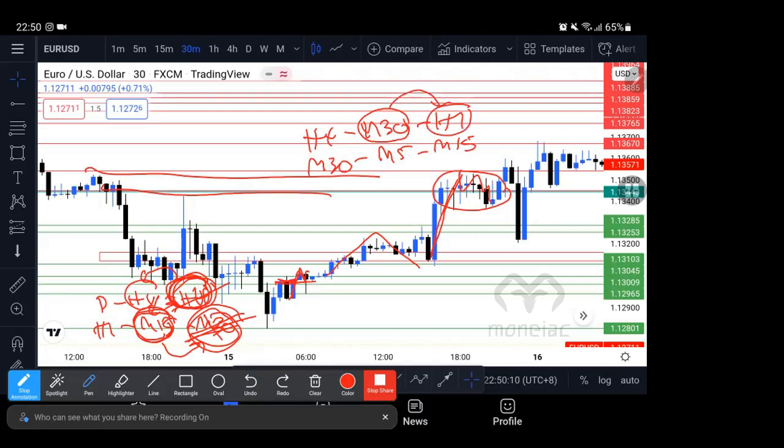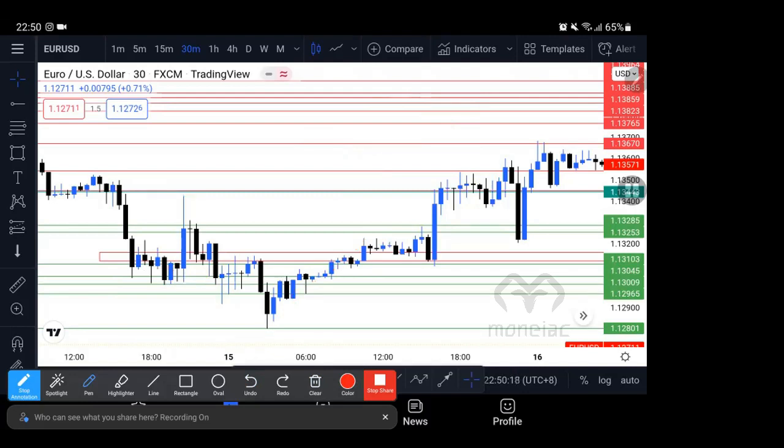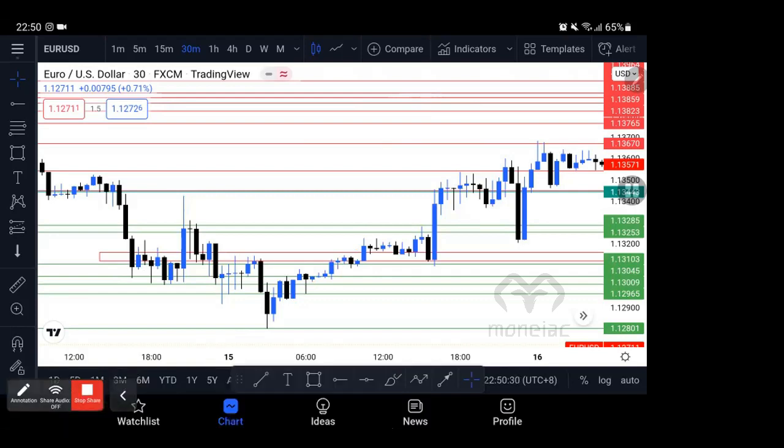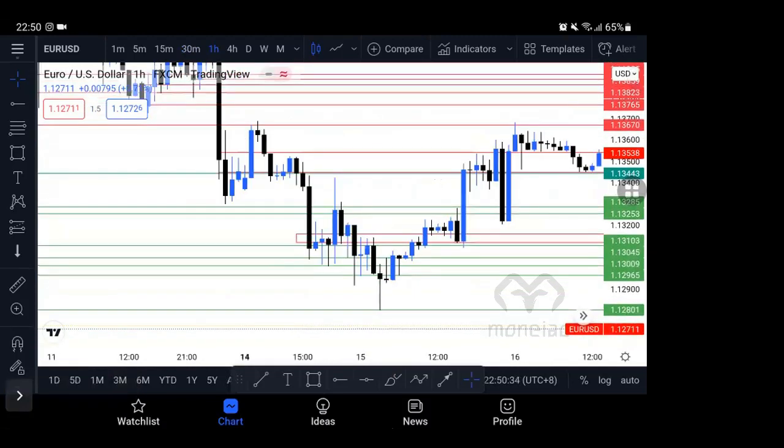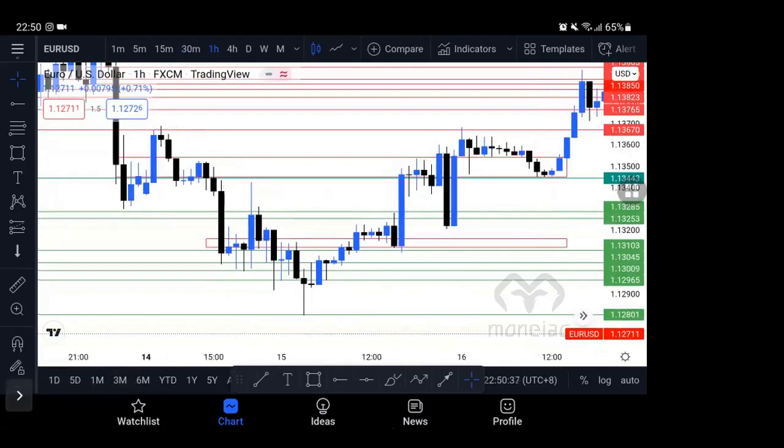But what is the market giving? Look into the line chart. Yeah, this one is a breakout. Okay, this one. Oh, this is M30. So we're gonna look at H1. H1 also breaks. H1 also breaks.